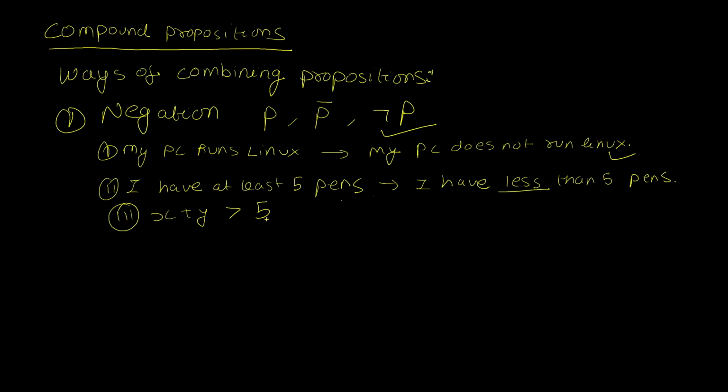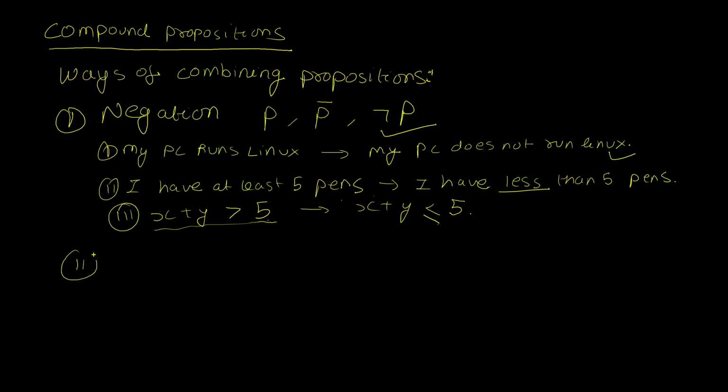And what would the negation of this be? Some of us may be tempted to write x plus y is less than 5, but this would in fact be wrong. The negation of this is x plus y is less than or equal to 5. Because the negation needs to cover the entire space of possibilities except this one. Since this expression entails a possibility of x plus y being greater than 5, the negation has to cover both possibilities of being equal to or less than 5.